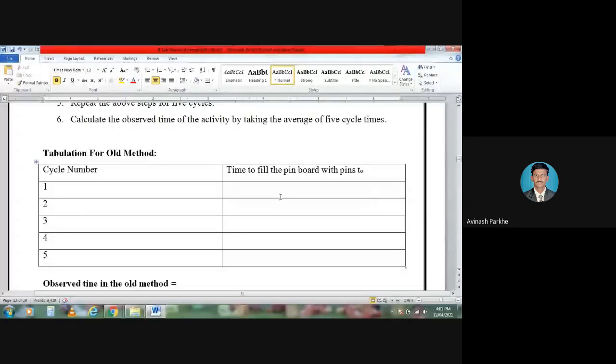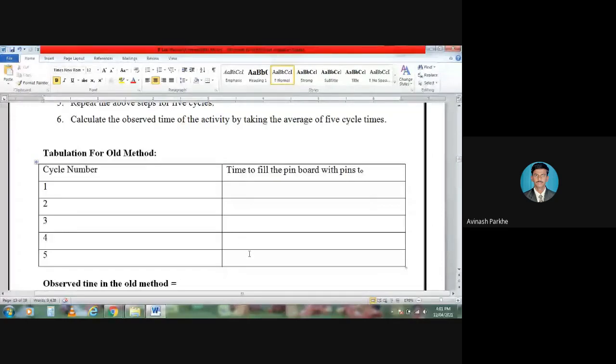The second column is written: time to fill the pin board with the pins. So for example, for the first cycle 50 seconds are required. For the second cycle 51 seconds are required. For the third cycle again 50 seconds. For the fourth cycle 49 seconds. For the fifth cycle again 50 seconds.